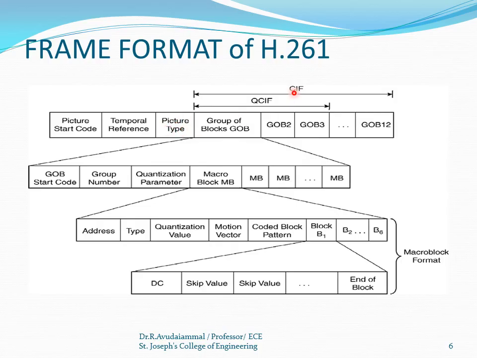And we know that we have two resolutions, CIF and QCIF. Therefore, in the group of blocks, if it is CIF, we will have 12 macro blocks, and for QCIF, we will have only 3 macro blocks. And within the group of blocks, we have how many macro blocks? Within the macro block, we will have 6 blocks, and within the block, you will have this DC skip and value. So, in the block, we will have all this information like quantization value, motion vector, and the type, and this address refers to our macro block address.